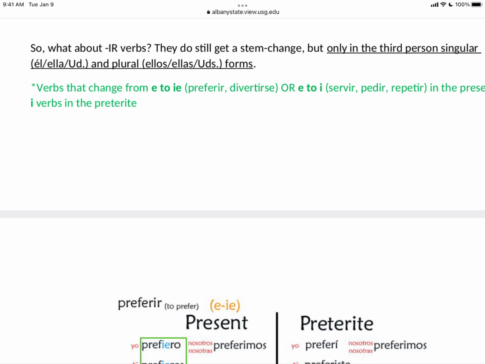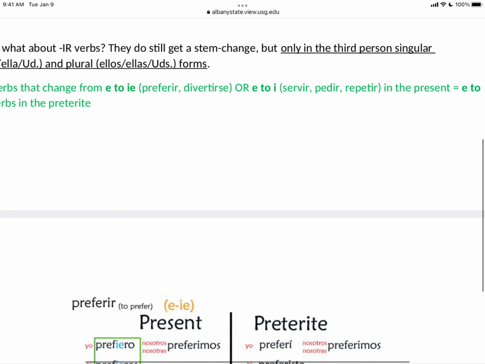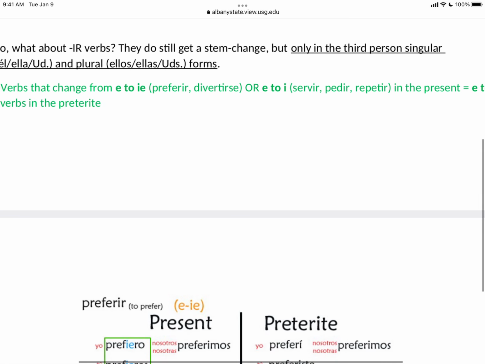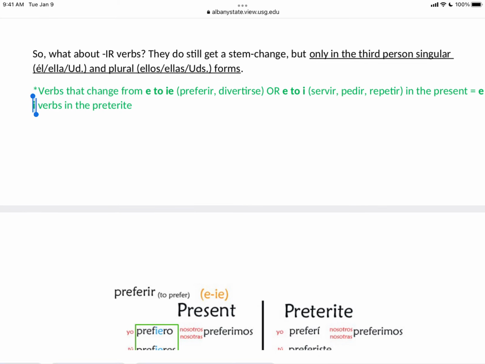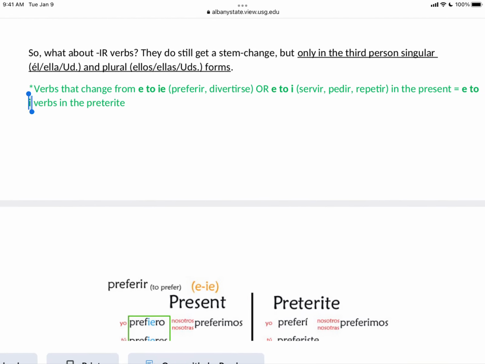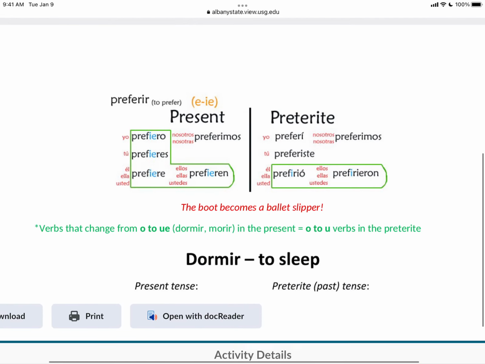They had to be E to IE verbs, or they had to be E to I verbs in the present, that change E to I in the preterite. Okay, so the E to IE and the E to I are going to change E to I in the third person. Okay, that's a whole lot of talking. Let's take a look at what we're talking about.